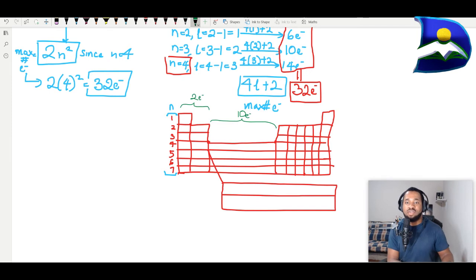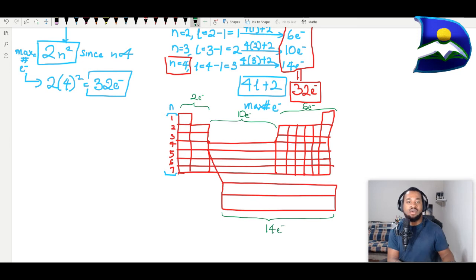And next one here is from here to here, which is counted as 6. So if you count the number of groups, you're going to have 6. Therefore, filling fully gives you a total of 6 electrons. And finally, this region right here, counting the number of groups here, you're going to have a total of 14 electrons.